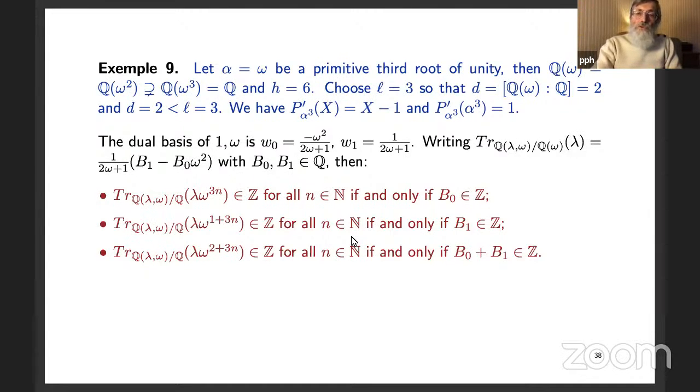In this case, of course, in the first case, b1 is in Q, can be any rational. b0, in the second case, b0 can be any rational. And in the third case, we have to write omega squared on the basis 1, omega. So we have minus 1 minus omega. So the condition is that b0, b1 are rational numbers, just subject to the condition that b0 plus b1 is in Z.